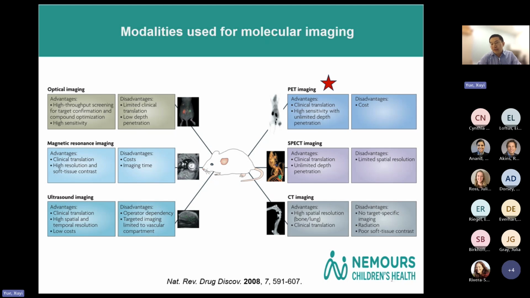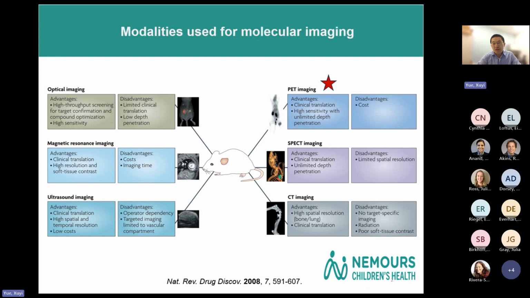Molecular imaging is a type of medical imaging that shows what's happening inside the human body at a molecular or cellular level. It can provide quantification, visualization, and characterization of living biological processes in our human body.